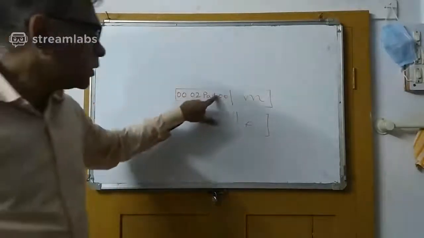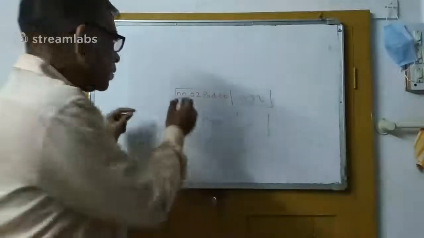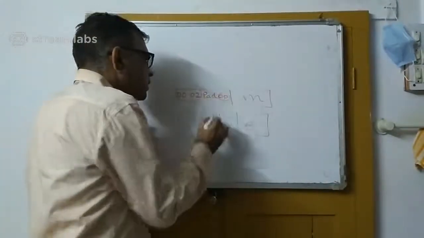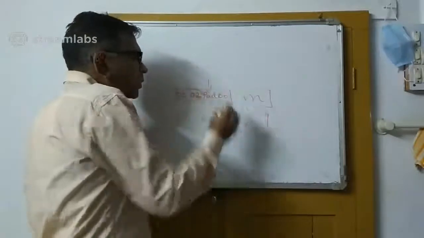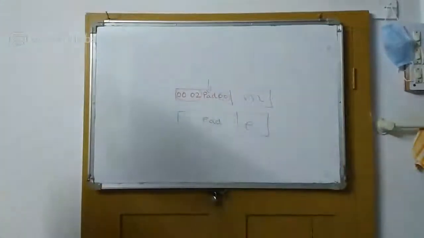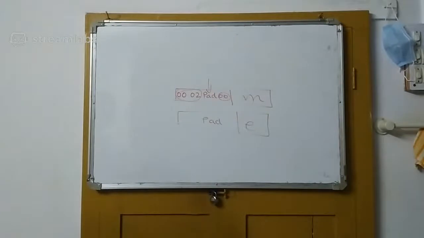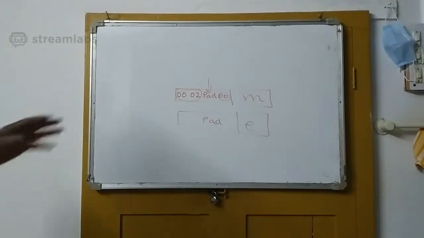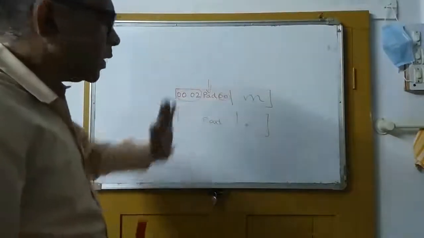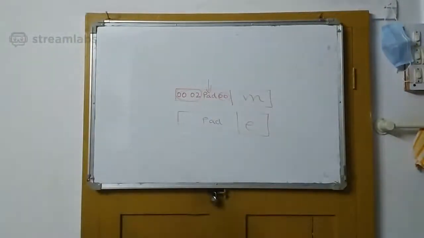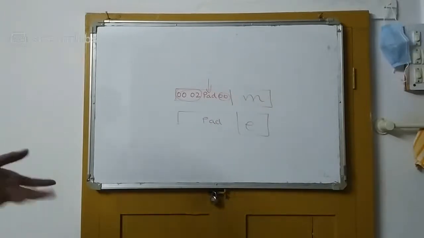The pad is some kind of random number. You begin with this, you end with this, but in between some random non-zero values are going to be padded. The rule says that there has to be at least 8 random non-zero bytes added over there. 2 plus 8 is 10, 10 plus 1 is 11. So 11 bytes are going to be padded. Usually it is random bytes.